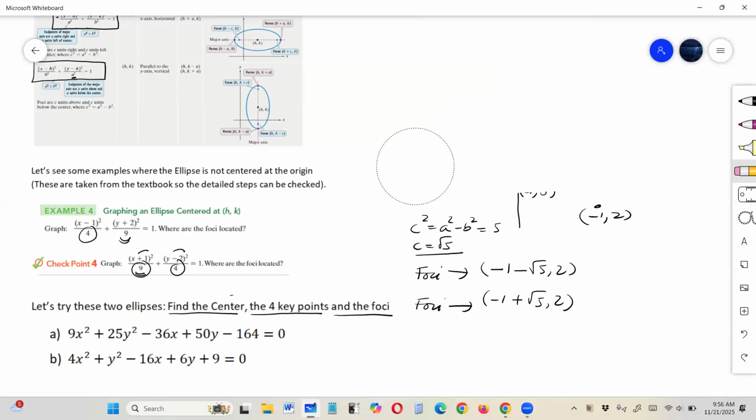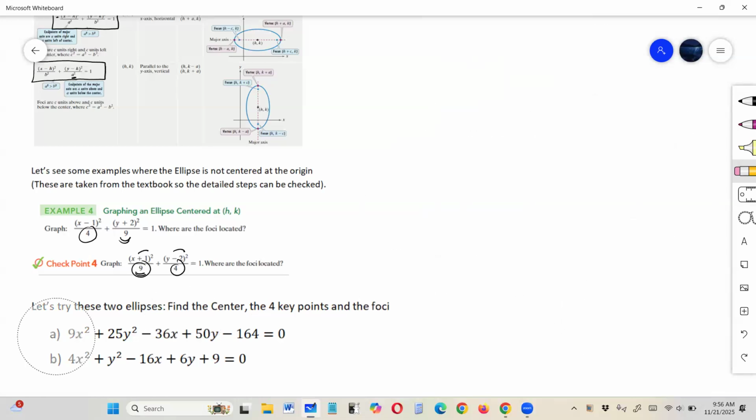Now, you're not going to be given those examples on the exam. You're going to be given the ones where you have to first put the equation in standard form and then find the center, find the 4 key points, and find the foci. Don't necessarily need to graph them, but it's easier if you do. All right, so let's do the first one.